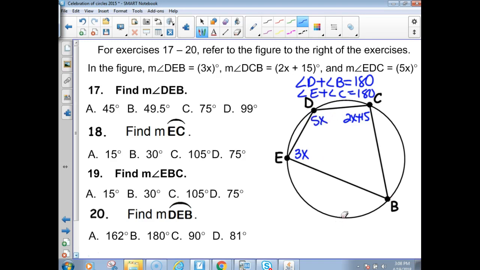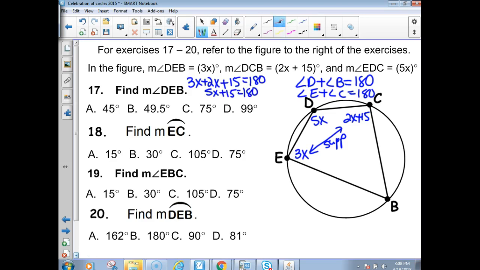And then they didn't give us anything about angle B. So I'm going to have to figure out angle B some other way. So what ones can I work with right now? E and C. Those are opposite one another, and they are supplementary. So 3x plus 2x plus 15 equals 180. That's 5x plus 15 equals 180.